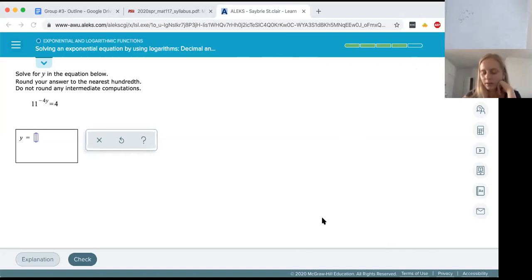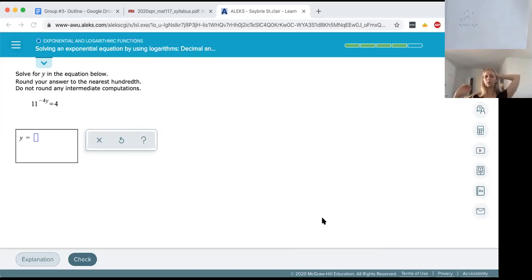Okay. So I logged the 11 to the negative 4y power, and I'm going to log the other side to get log 4. That makes sense. I'll write that down for sure. And then your next step is, remember, they want you to bring that power down out front. So I'm going to write that as negative 4y, log 11 equals log 4.